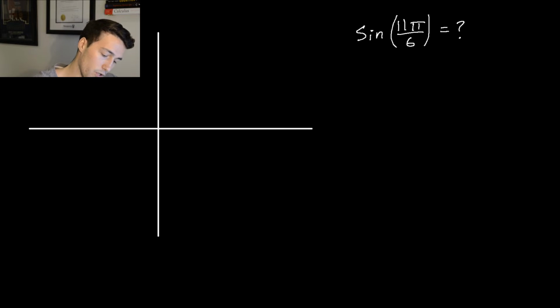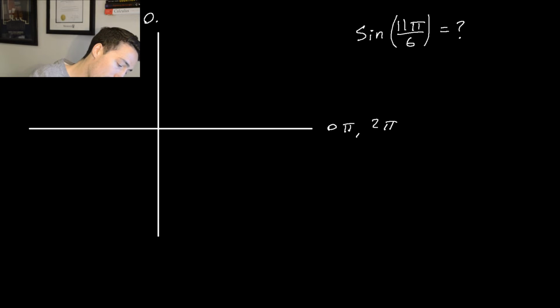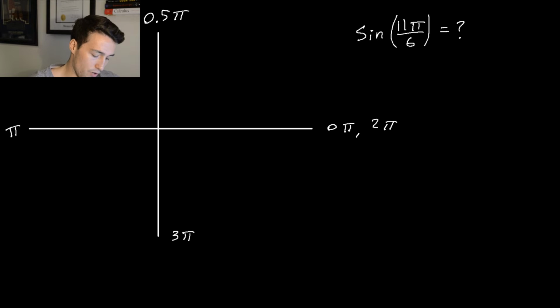So first, since we're in radians, I'm going to mark down this is 0 pi. It's also 2 pi, because we go a full revolution, it's the same angle, or same value, sorry. And then up here, I can write 0.5 pi, because it's just pi over 2. If I evaluate that fraction, it's 0.5 as a decimal. Over here, it's going to be pi, so 1 pi. And at this negative y-axis, it's going to be 3 pi over 2, and I'm just going to write that as 1.5 pi.